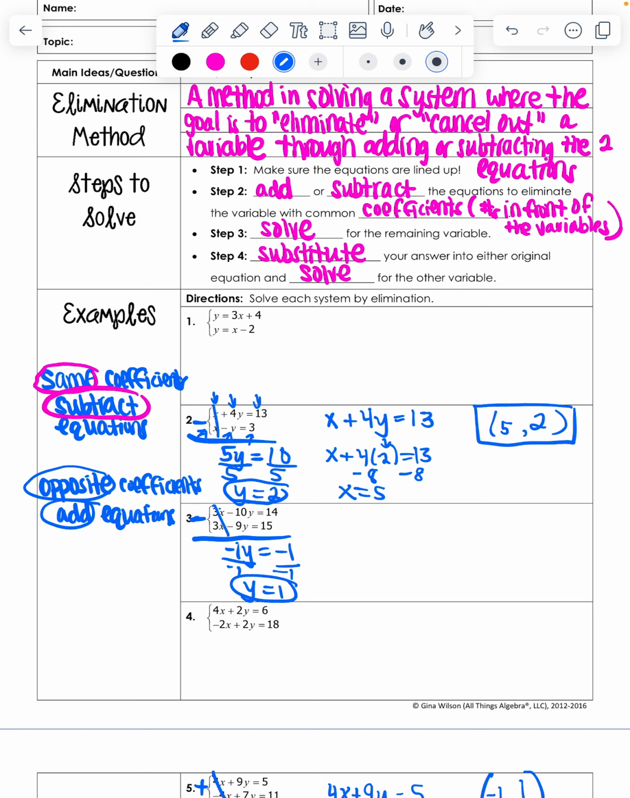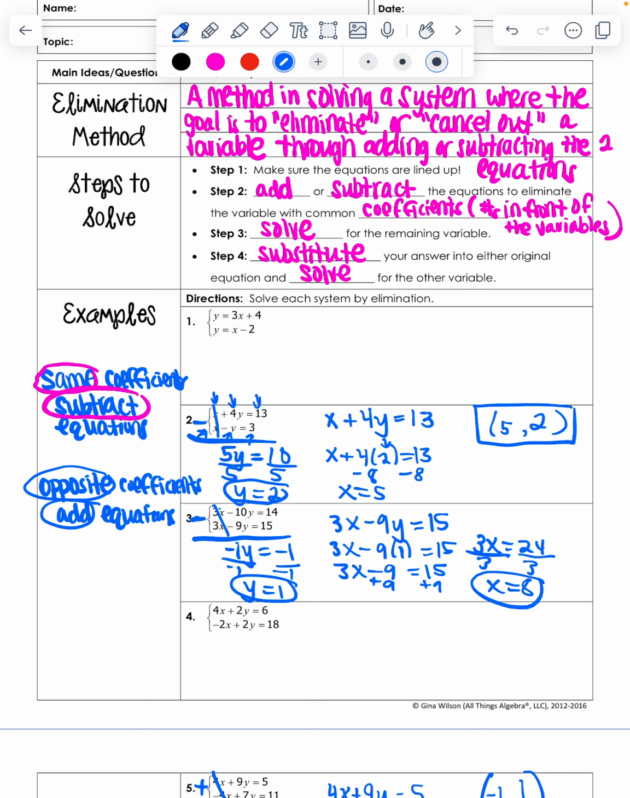We pick an equation we like better. I don't feel like one is really better than the other. I'm just going to use the second one since I used the first one a couple of times. I get 3x minus 9y equals 15. We now know that y is equal to 1. So this is 3x minus 9 equals 15. So I would add 9 to both sides. 3x equals 24. Dividing by 3, we get 8 for x. So altogether, my answer would be (8, 1).